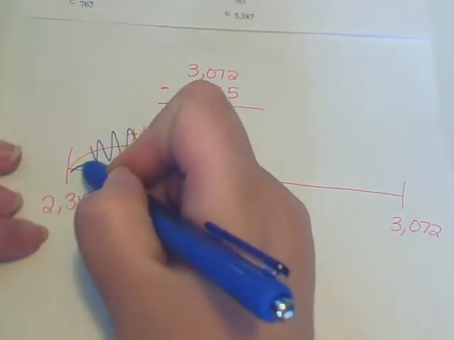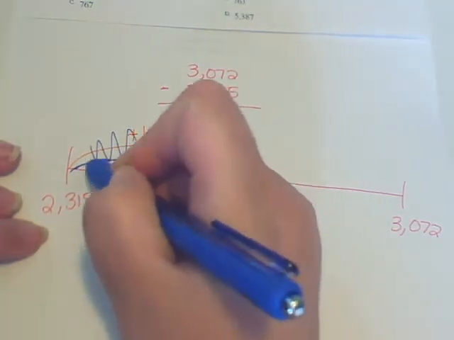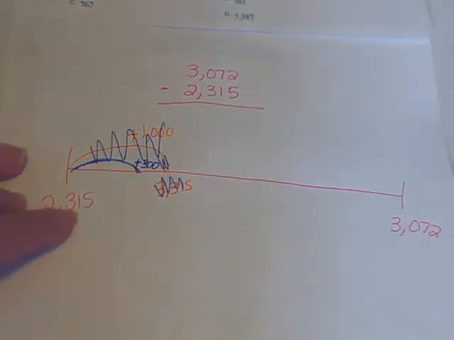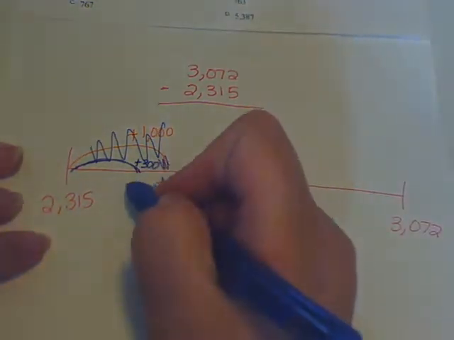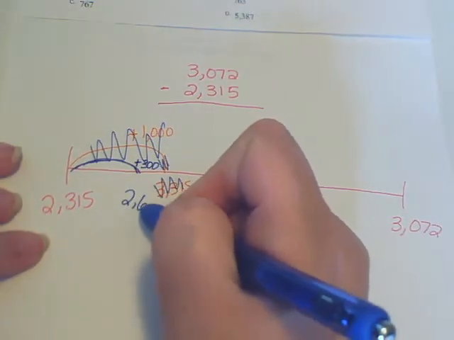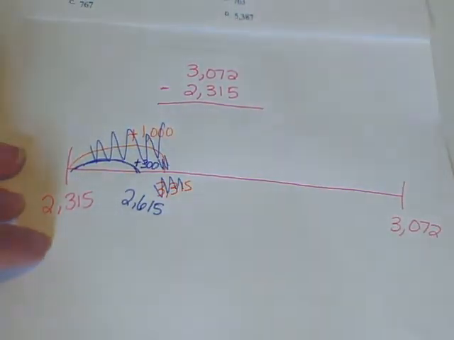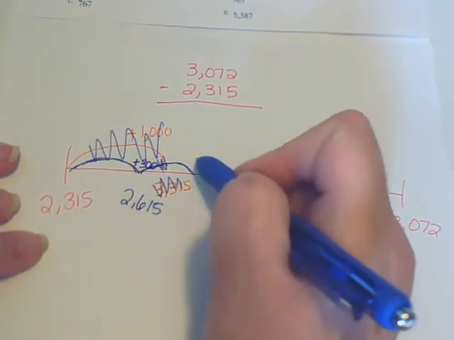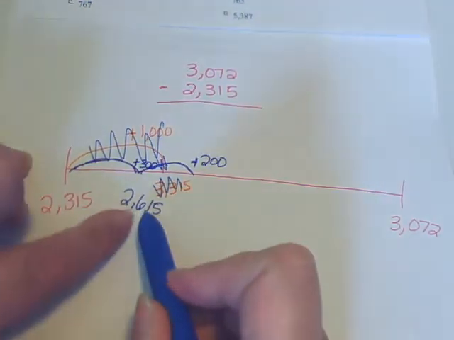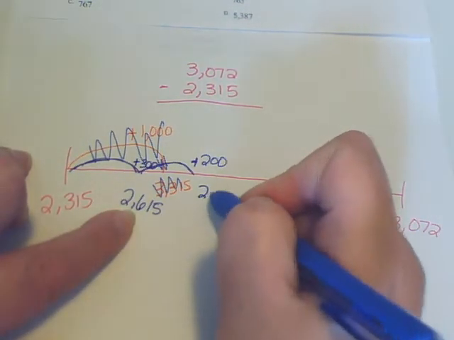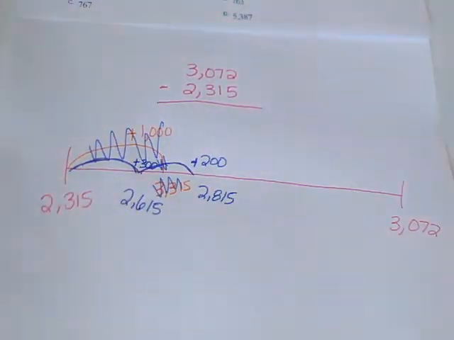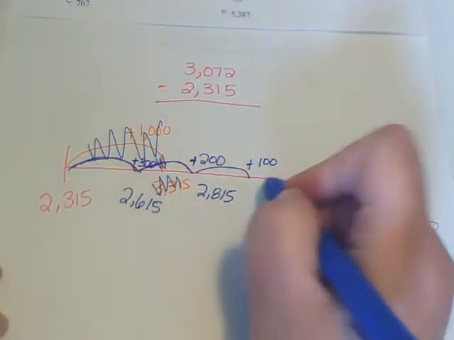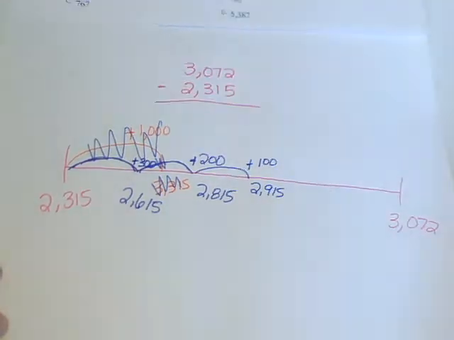Why don't I try this time adding 300? What happens if I add 300? Okay, 300, 400, 500, 600. This is going to go to 2,615. What if I try to add 200 more? 200 is going to change that into an 8, right? So 2,815. Okay. Let's add 100 more. Plus 100, I'm going to get 2,915.